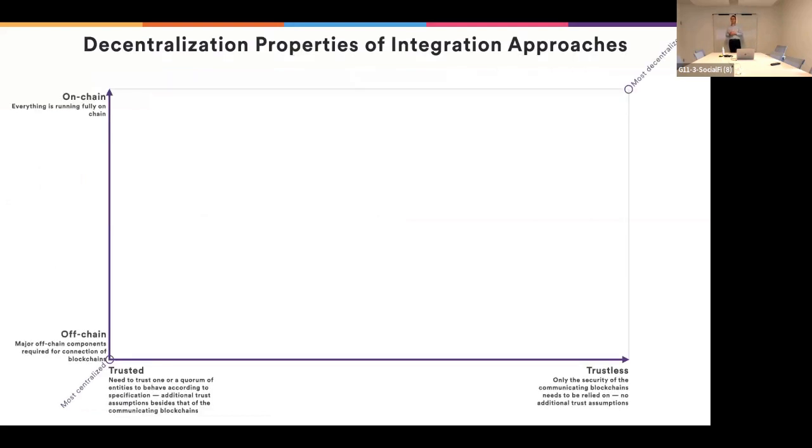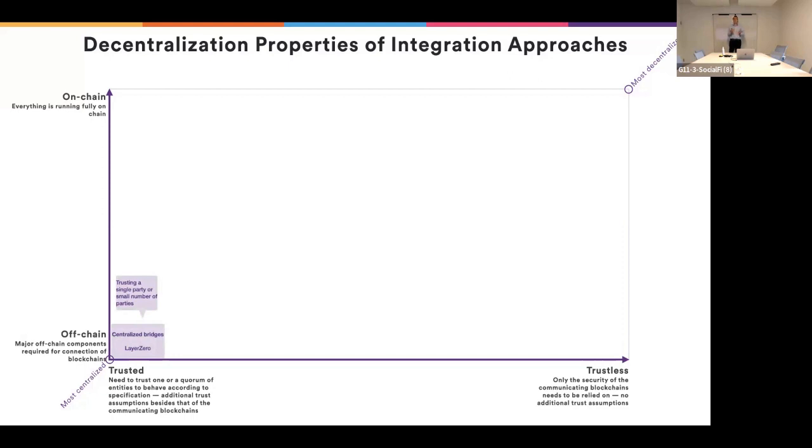Let's now look at two dimensions of comparing the decentralization properties of these integration approaches. The horizontal dimension is trust. Left means we have new trust assumptions to be made. Right is trustless, no new trust assumptions. So the right side here is preferable. And the vertical dimension is whether we need off-chain components to realize this integration. The further at the bottom the approach is, the more important off-chain components we have; the further at the top, the fewer off-chain components we have. And now, of course, the bottom left is what we don't want. It's the centralized approach, and the top right is the most decentralized approach.